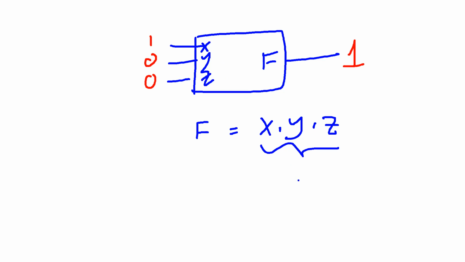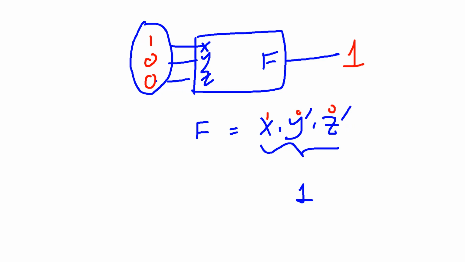But the result you want, the input value is 1, 0, 0, right? For x, y, and z respectively. If you substitute 1, 0, 0 to x, y, and z, the result is not 1, right? How to make it to be 1? Yes, you must invert y and z.